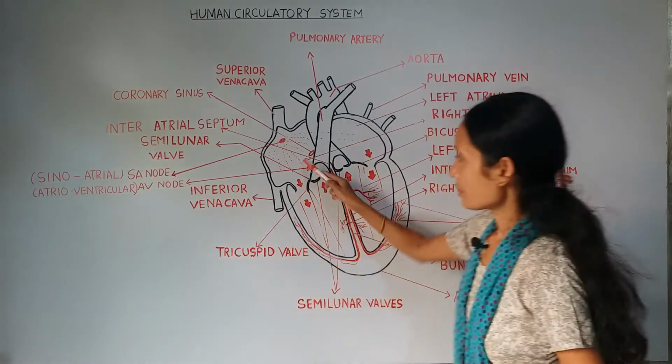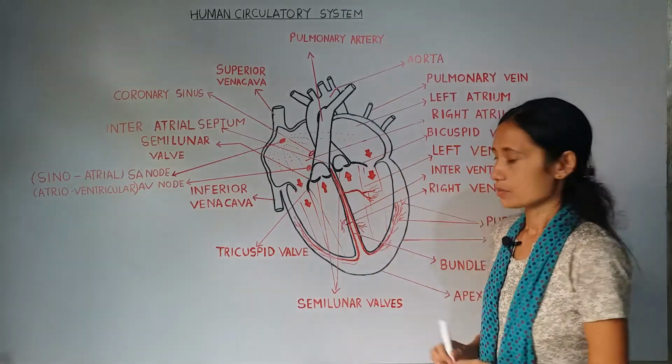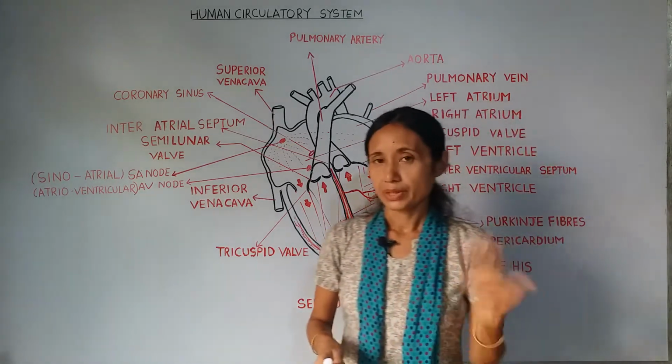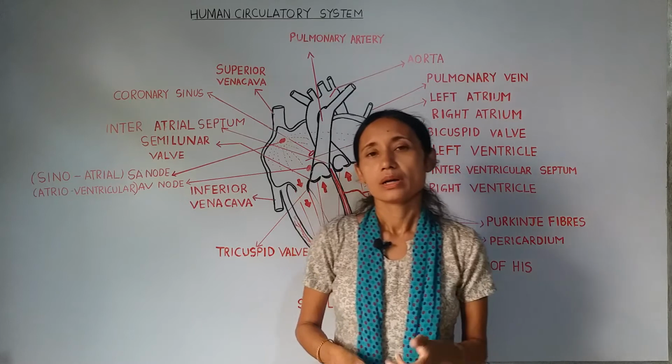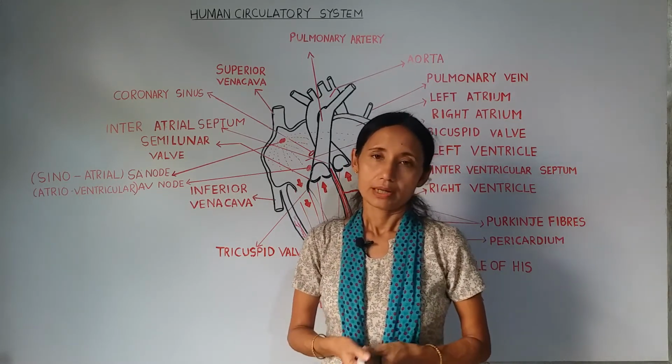But both the atria have to pump only to reach the ventricle. That's why greater pressure has to be applied in the ventricle compared to the 2 atria. That's why the walls of the ventricles are thicker as compared to the walls of the atria.